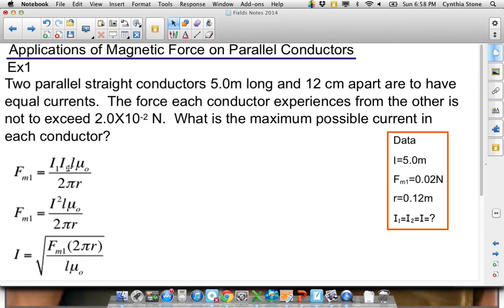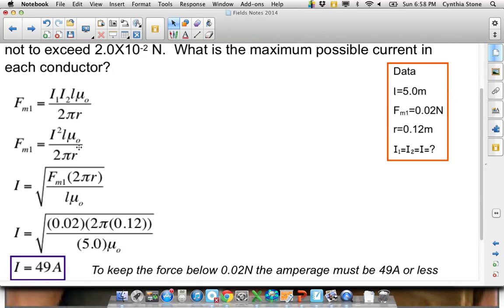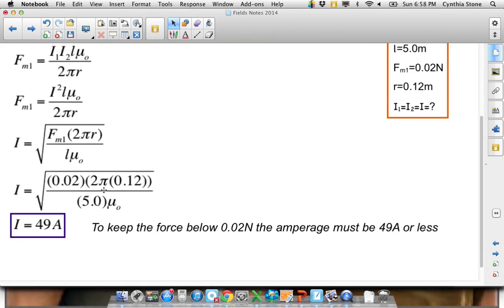Because I1 and I2 are the same, it becomes I squared, right? And get I by itself. It's a couple of big steps, but you guys are good at rearranging equations by now to get I by itself. And substitute in, solve. You can try it or trust me. 49 amps, which I check mark with reservation because that's a huge current, by the way. That's a big current, 49 amps. But that is the answer.